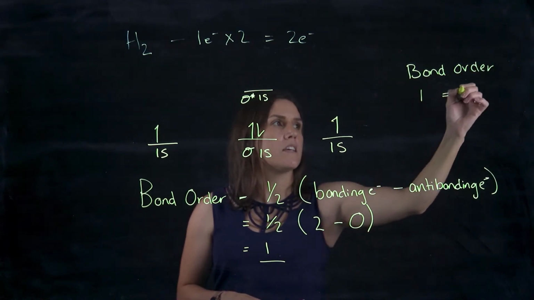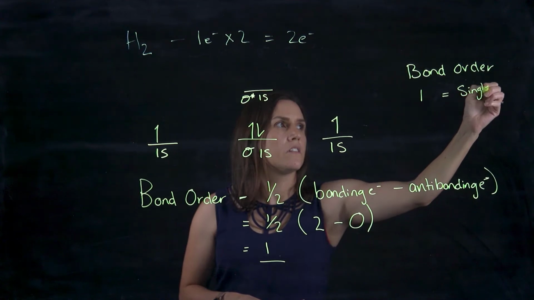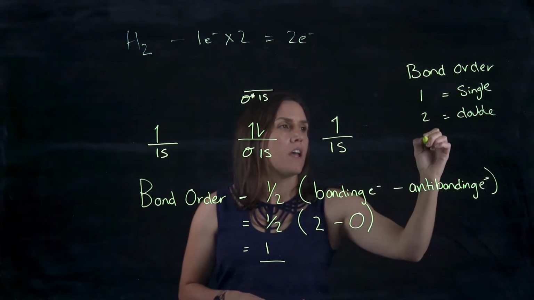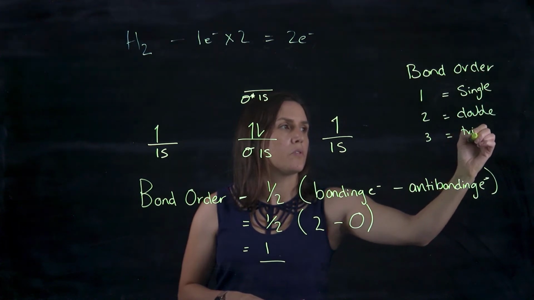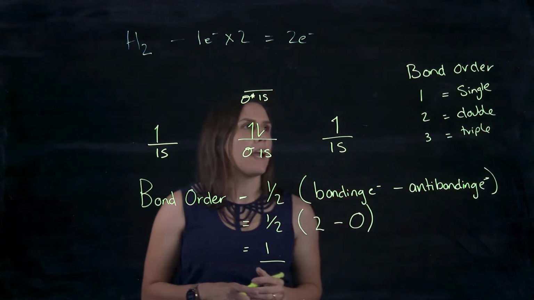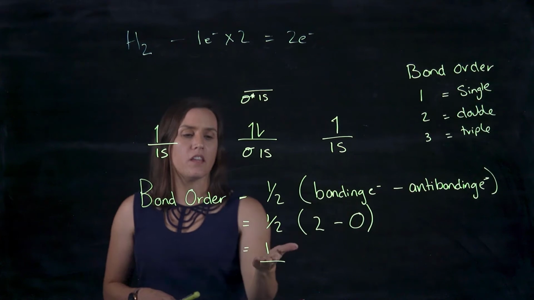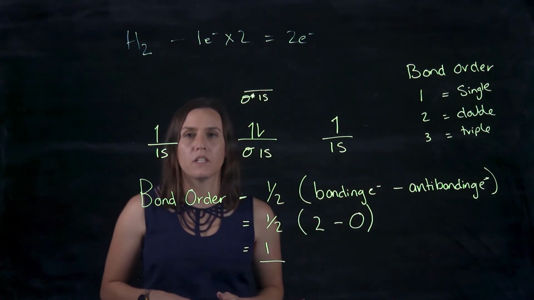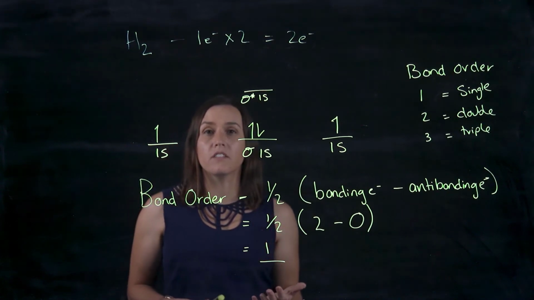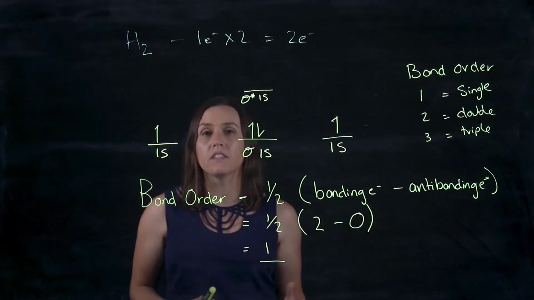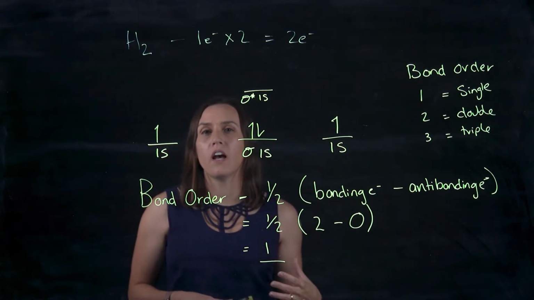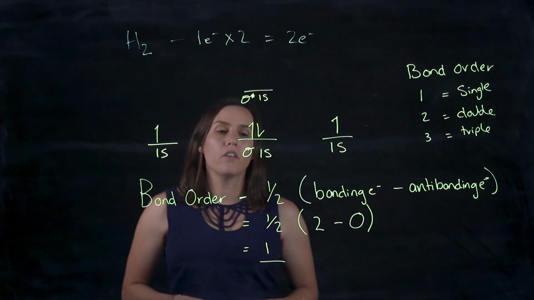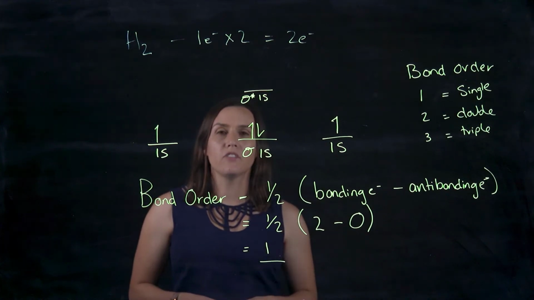So 1 is a single bond, 2 is a double, and 3 is a triple. Depending on the value that you get out, you'll know what kind of bond is achieved when those atoms come together. Now you can have fractions, not whole numbers, and this is really, really important information that this particular theory can give us. So that is just standard H2.